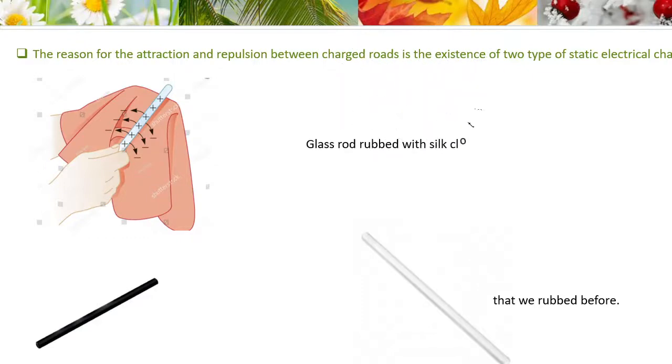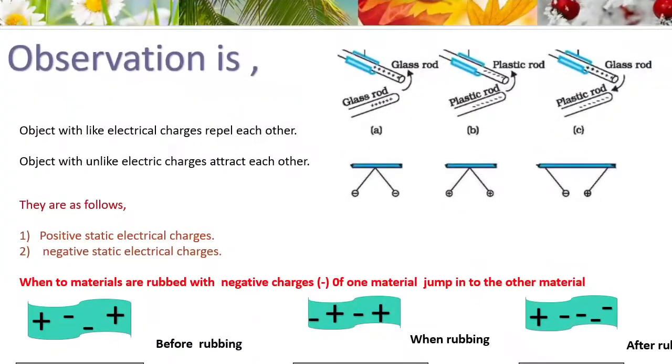Glass rod rubbed with silk cloths. You can see the diagram of that. This ebonite rod has been rubbed with wool, and this is the glass rod that we rubbed before. So the observation is objects with like electric charges repel each other. Objects with unlike electric charges attract each other.